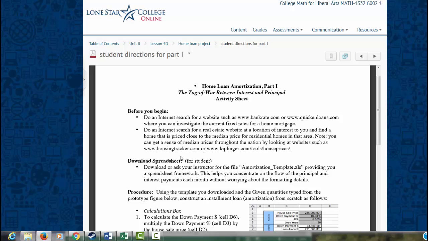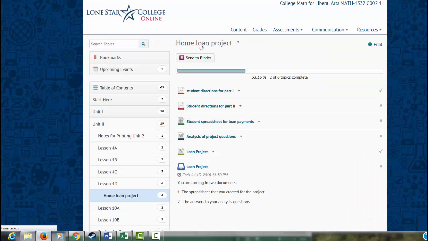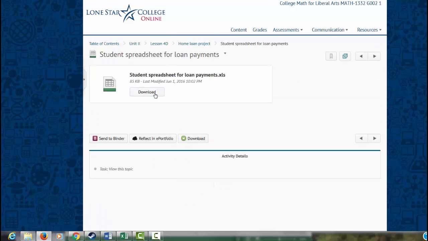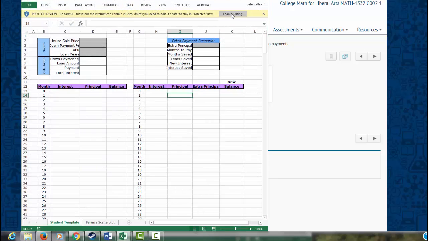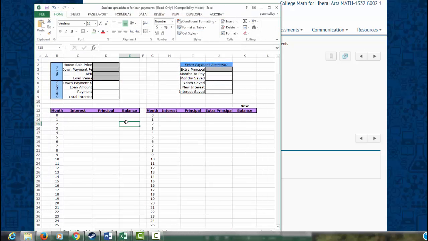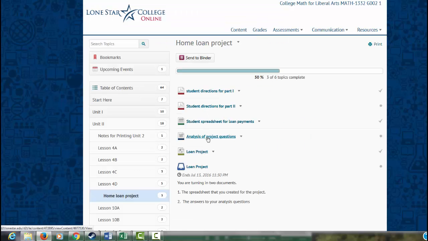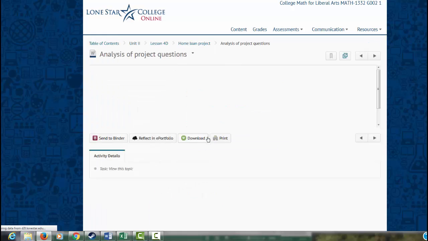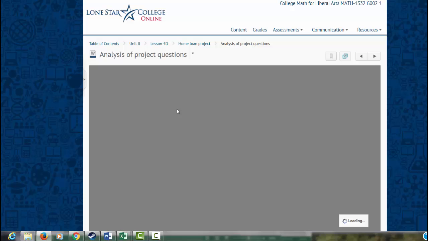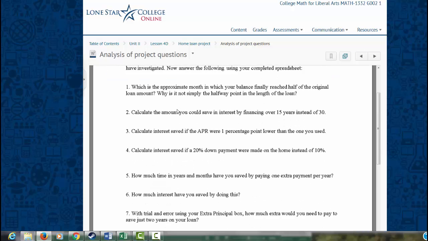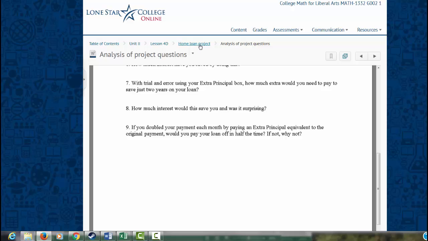Okay, and then you want to download the spreadsheet. So we kind of go back here. So there's two parts to this. So I'll worry about the second part a little bit later, but I do want to download the spreadsheet. So I kind of get that. And this is what we're going to work on in this project, is filling in this spreadsheet with stuff. And at the end of the project, you've got some questions that you'll be able to answer, that you'll turn in with your spreadsheet.